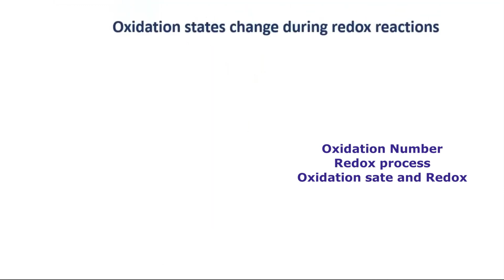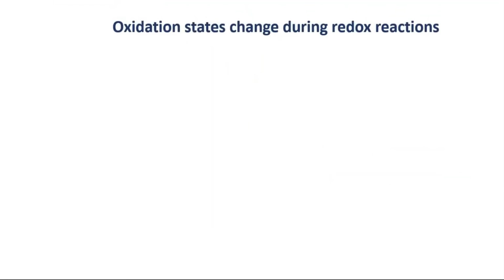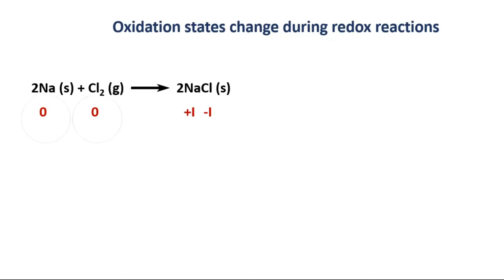In this part, we want to find out the redox reaction and change in oxidation state. This reaction is between sodium and chlorine to produce sodium chloride. We know free elements have oxidation state 0, so sodium and chlorine are given 0. But in the compound, their oxidation states are +1 and -1.